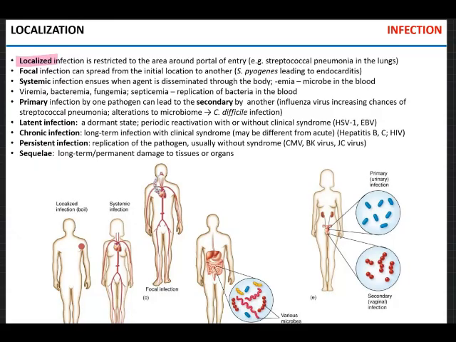Okay. Focal infection spreads from the original site to someplace else. Your Streptococcus pyogenes went from the throat to the heart and caused endocarditis. That's your focal endocarditis.